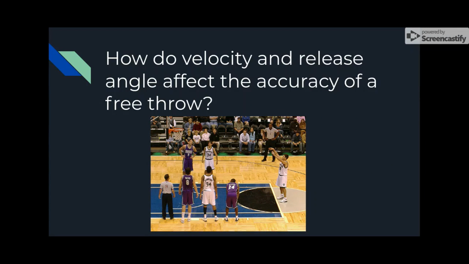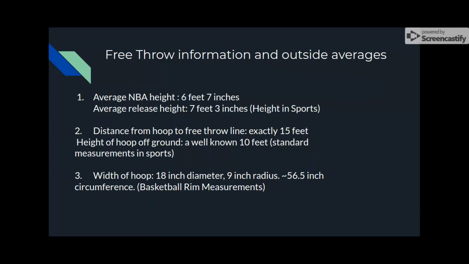How do velocity and release angle affect the accuracy of a free throw? So before we start, here's some basic information about free throws and the NBA. The average NBA height is 6 feet 7 inches, and the average NBA release height on a shot is 7 feet 3 inches. The distance from the hoop to the free throw line is exactly 15 feet, and the height of the hoop off the ground is a well-known 10 feet.